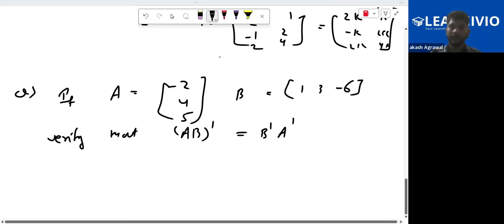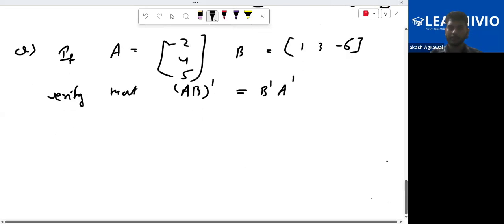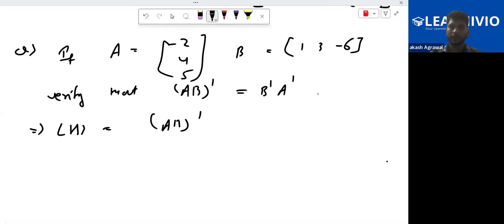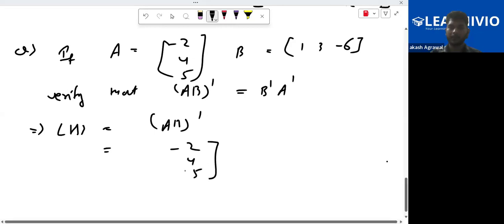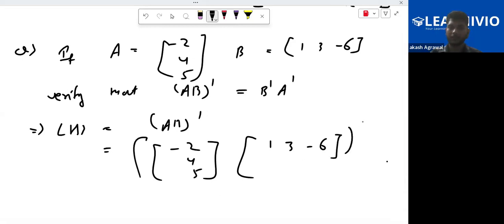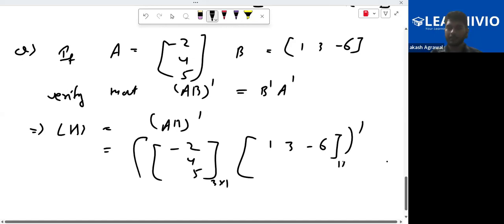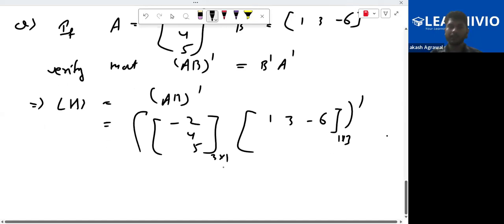Okay, so now you have multiplied two things. Very good. The LHS is (AB) transpose. So -2, 4, and 5 multiplied by 1, 3, and -6, and the transpose of this. This is a 3 by 1 matrix, and this is a 1 by 3 matrix. So the resultant will be a 3 by 3 matrix.